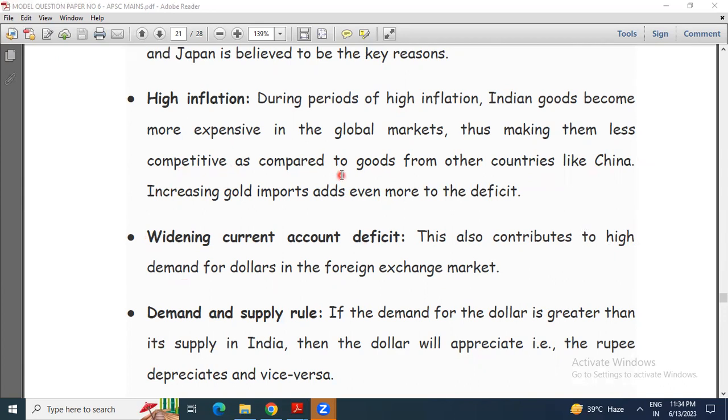Now, increasing gold imports add even more to the deficit because we are importing more gold. Now, more gold means what? We have to pay more if high inflation is happening, right?